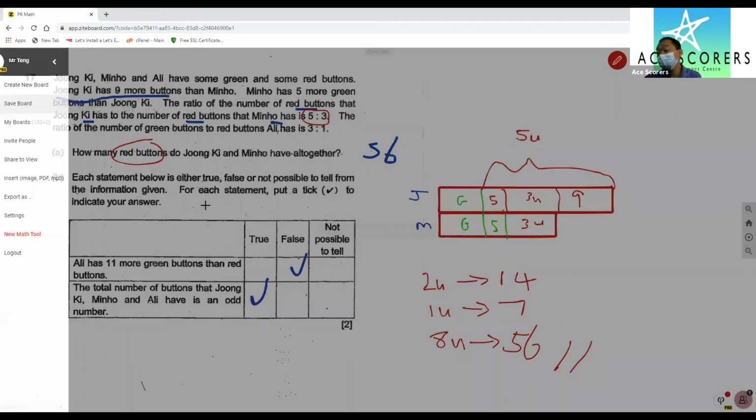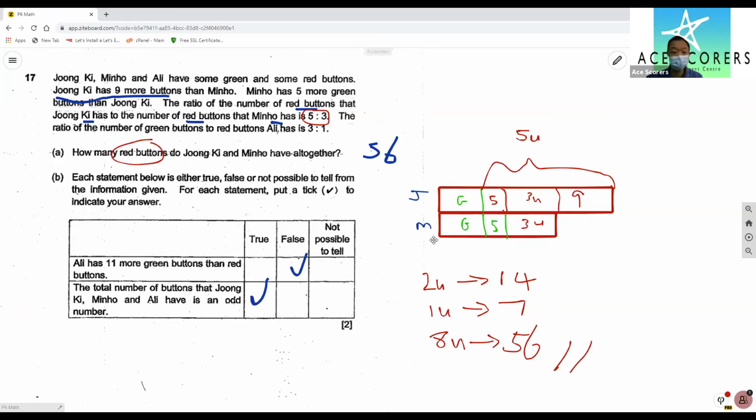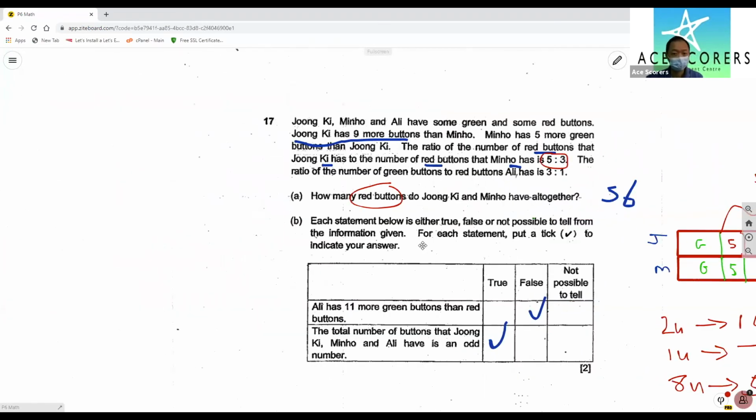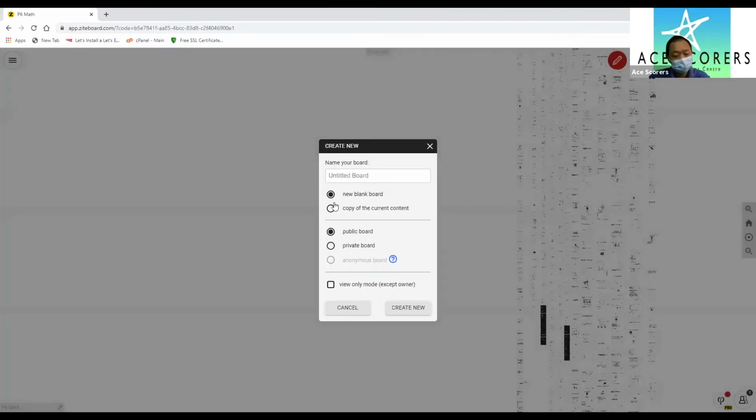Okay, next paper is from Rosai. So I have done 8, 9 questions already. Very good. I better start a new board. New 3-6 math.